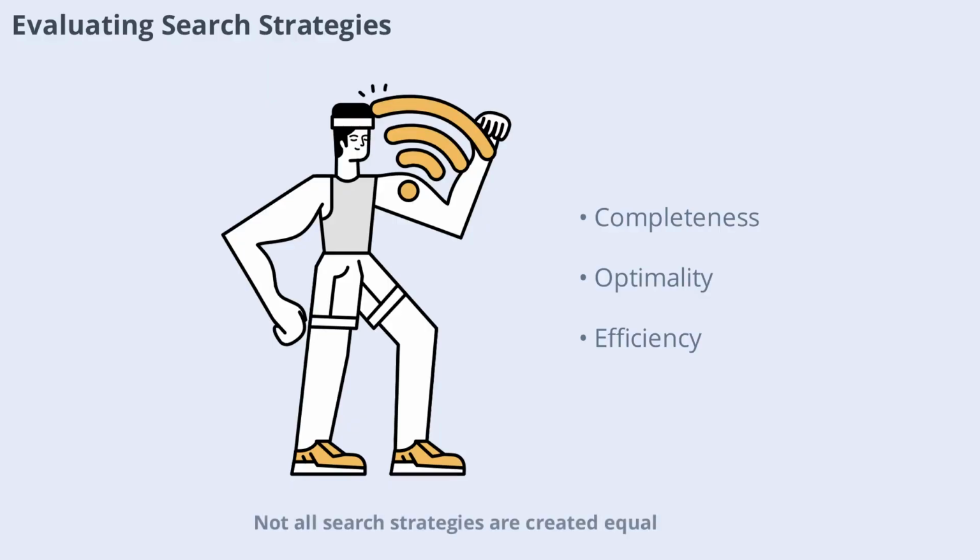Not all search strategies are created equal. Evaluating their effectiveness involves considering factors like completeness, optimality, time complexity, and space complexity. By analyzing these criteria, we can choose the best strategy for a given problem, balancing speed, accuracy, and resource use. This evaluation process is crucial for building efficient and intelligent agents.